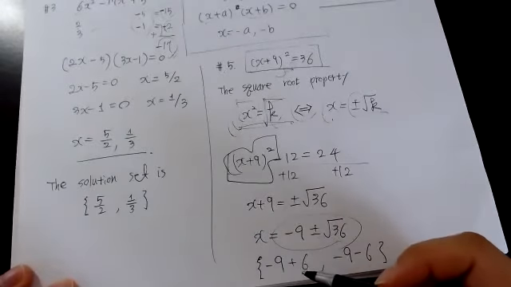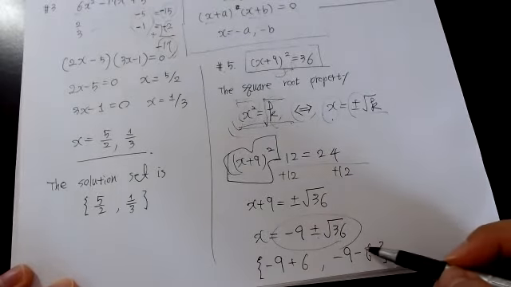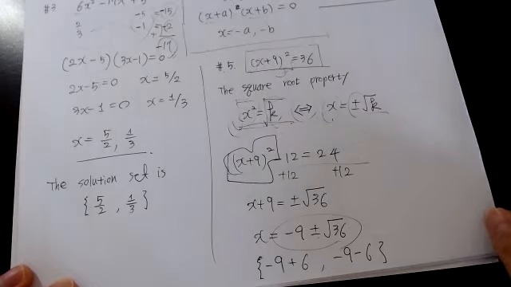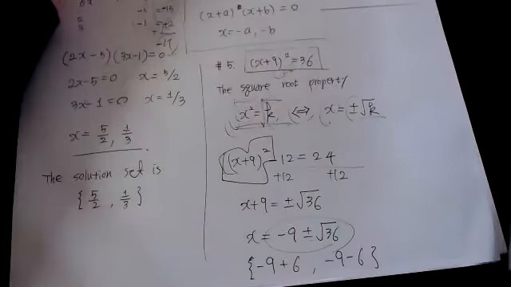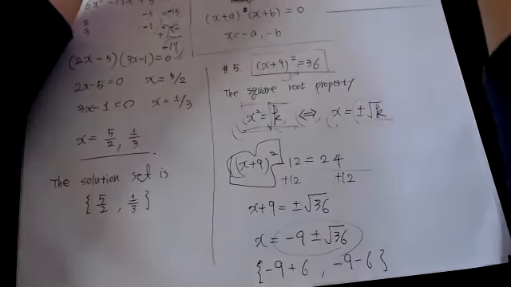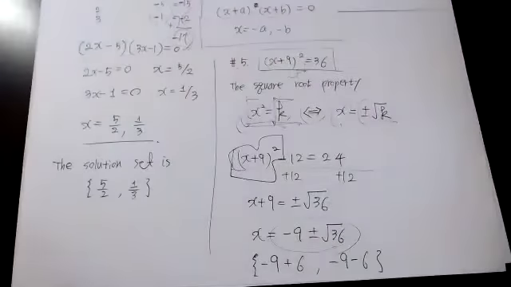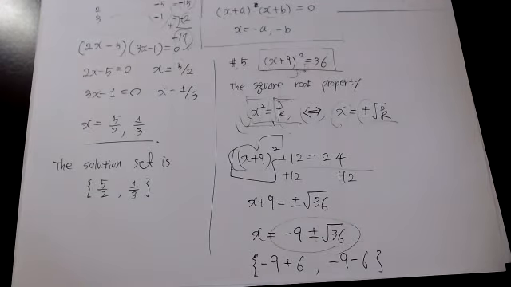Minus 9 plus 6 is negative 3, right? And minus 9 minus 6 is negative 15. So let me type the answer. Negative 3 and negative 15. Now, next one.